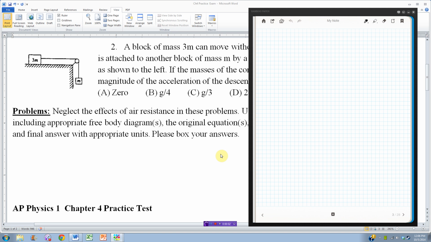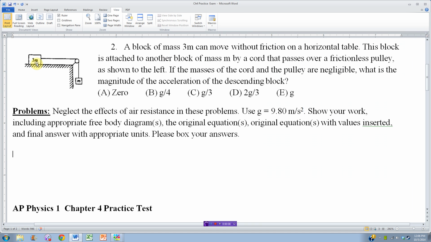Hey, this is the Chapter 4 practice test, multiple choice number 2. So we've got a block of mass 3m hooked up to a rope that goes over the table and passes a frictionless pulley attached to a mass m. We want to know the acceleration of the descending block. Well, the acceleration should be the same for both, by the way.